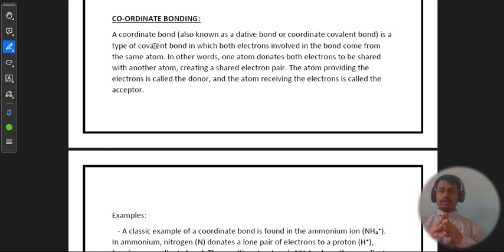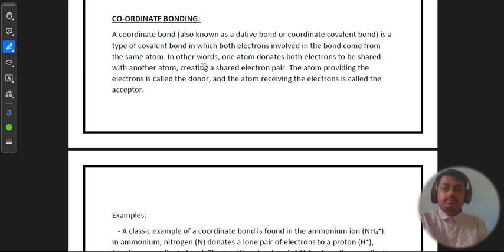The example of coordinate bonding can be easily seen in transition elements. Another example of coordinate bonding is NH4. Now we will look into the slide. A coordinate bond is also known as a dative bond or coordinate covalent bond. This is the type of covalent bond in which both electrons involved in the bond come from the same atom. As I mentioned earlier, one atom will donate and one atom will accept. In the case of SO2, the sulfur atom is the donor atom and the oxygen atom is the acceptor atom.